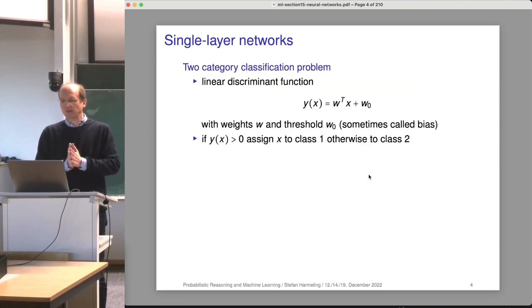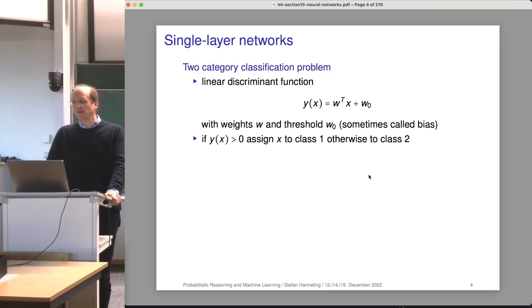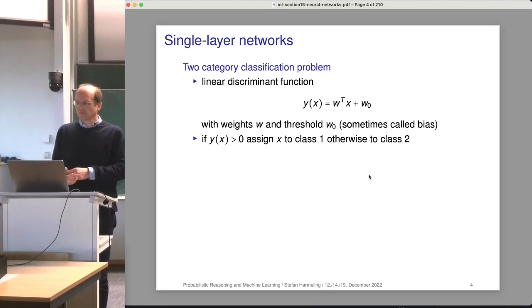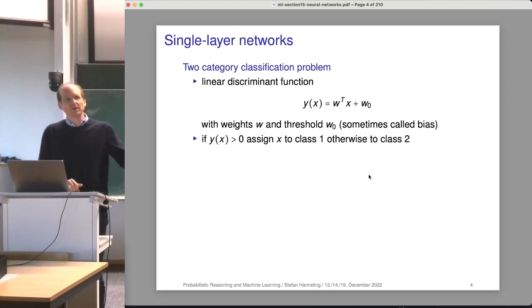Okay, so let's start right away. We start with single layer networks. Okay, so we look at the following problem. We have a two-category classification problem, or a two-class classification problem, okay? Now this new wording just is there because I'm following the book and they call it two-category classification problem, but it's the same as before.